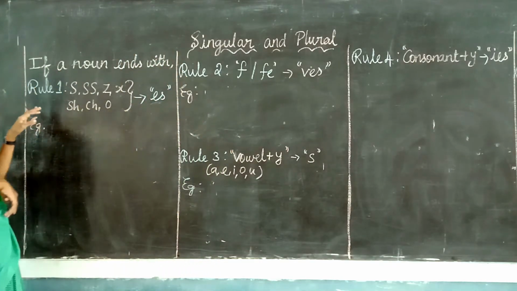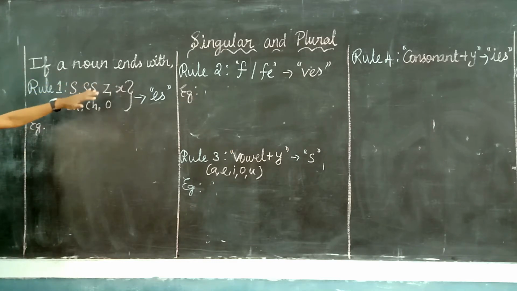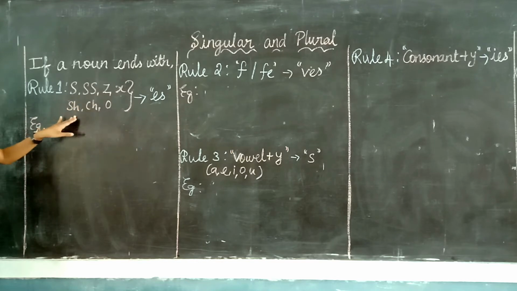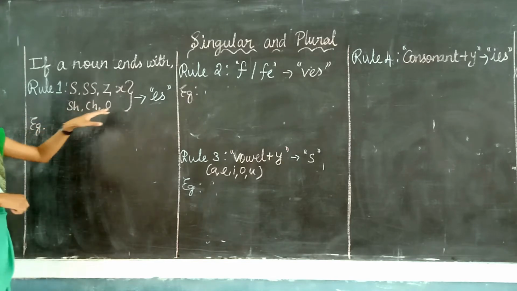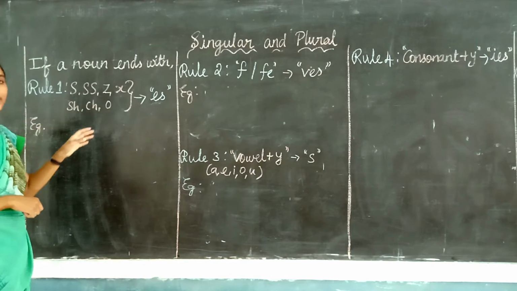Rule number 1. If a noun ends with s or ss or z, x, sh, ch or o. If a noun ends with any of these letters, then we need to add es to the noun.